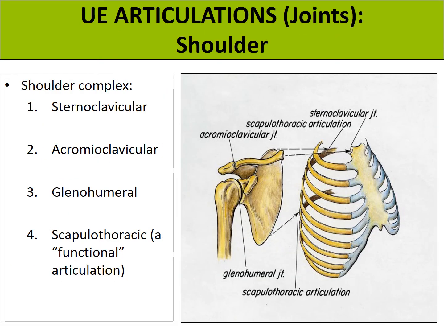Our shoulder complex is actually made up of 4 different joints: the sternoclavicular, the acromioclavicular, the glenohumeral, which we've already been discussing, and then the scapulothoracic, which is actually more of a functional articulation where it's holding the scapula to the thorax. And we will discuss these more, especially when we start to talk about force couples.